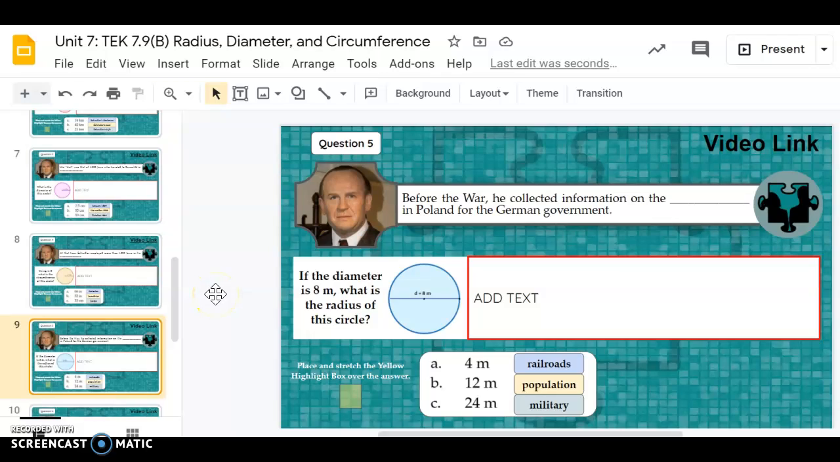All right, welcome to question number 5. We are halfway there. We just have 4 left. So 5, 6, 7, and 8. 4 questions left. So keep going, you guys.